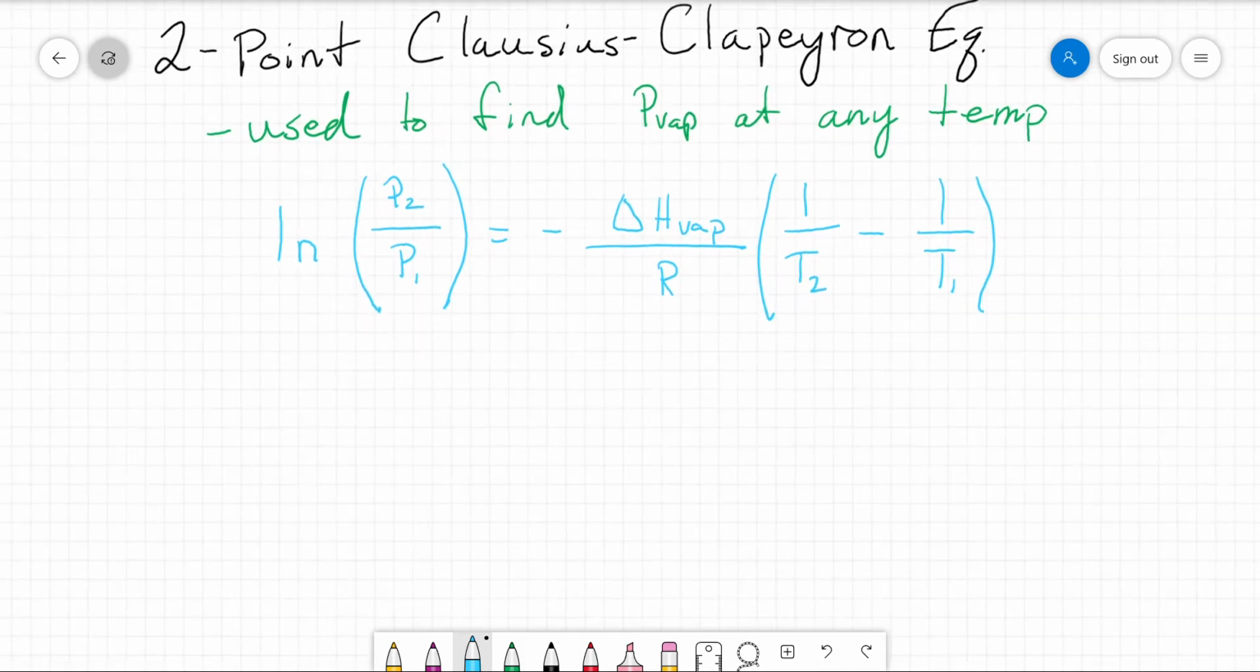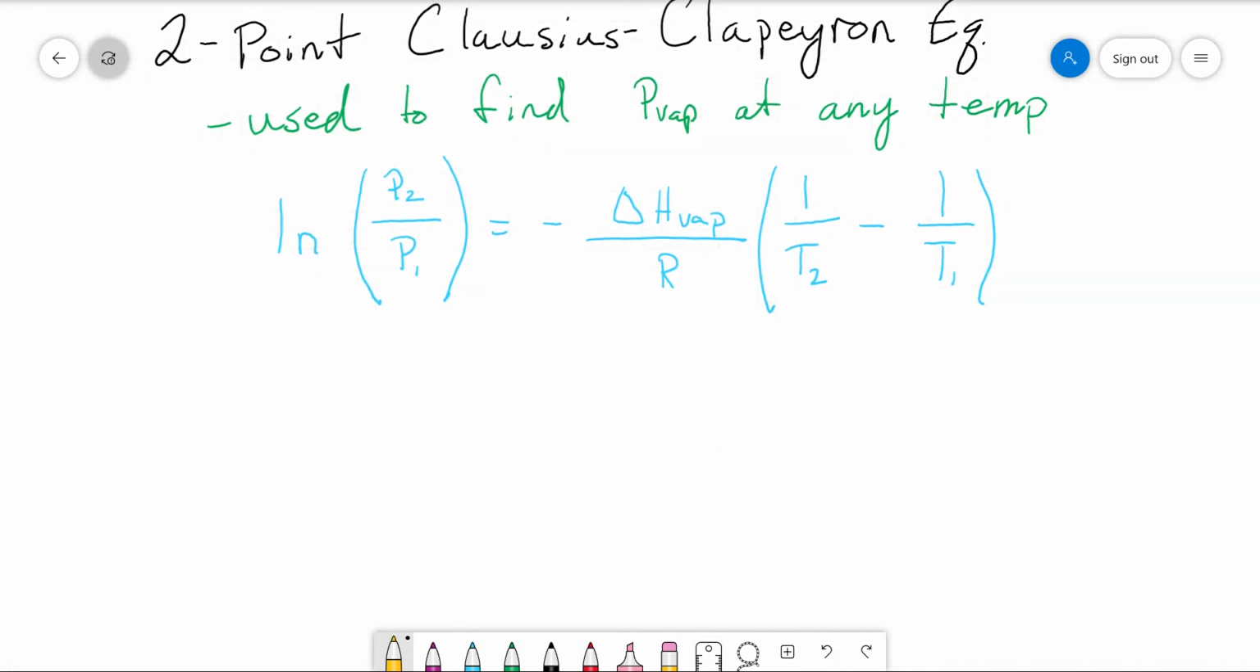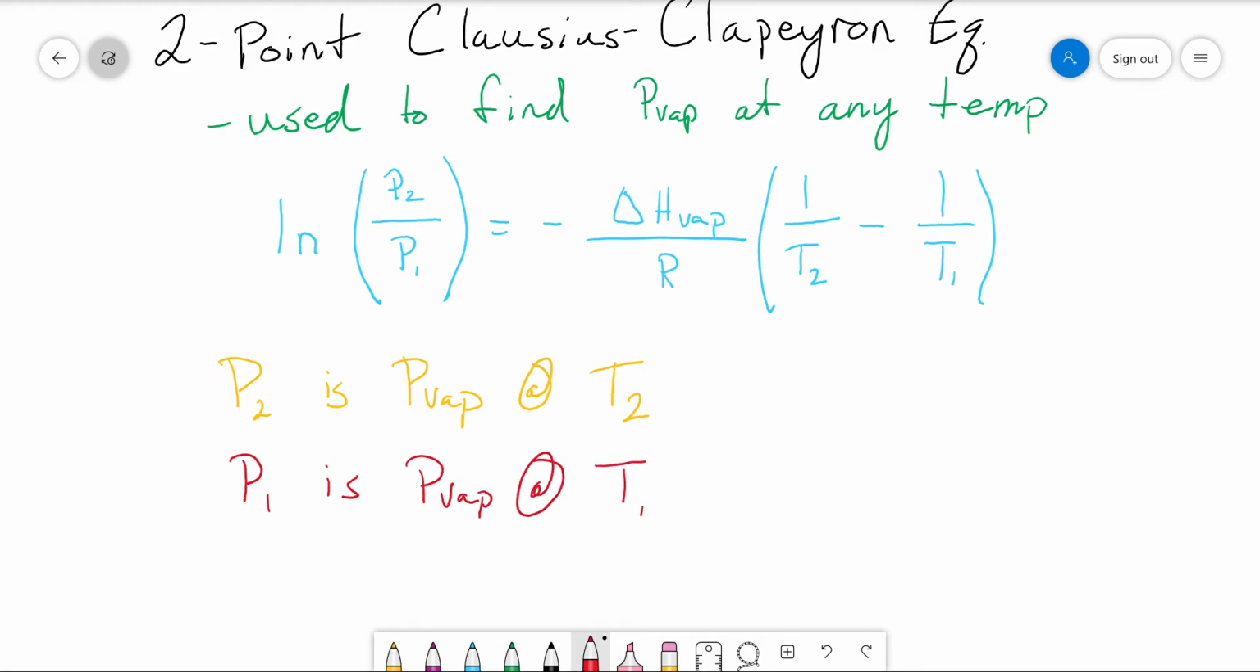All right, now what is P2 and T2 and all that? So P2 is the vapor pressure at temperature 2. I guess I could have done P1 first, and P1 is the vapor pressure at T1. Okay, and then of course we already talked about delta H vap and R. So I think the easiest way for you to see how this works is to just go through an example. So that's what I'm going to do.